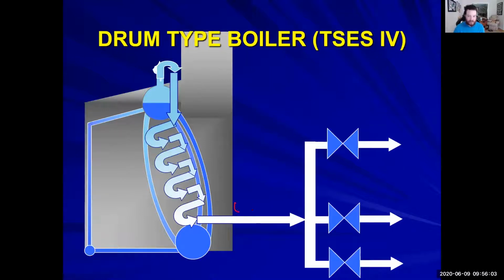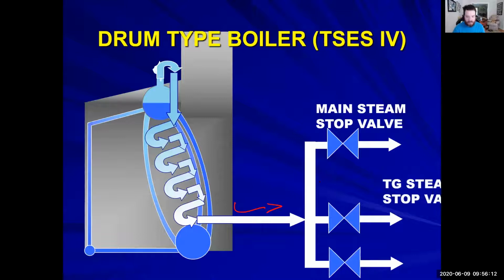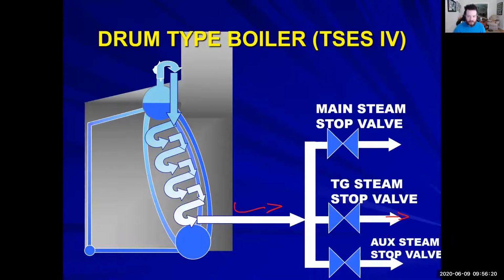So out of the superheater and into your piping. And from there, you have your main steam stop valve. You have your TG stop valve, as we talked about, that goes directly to your turbo generators. That's how you're producing your electricity. And you have your auxiliary steam stop valve. And like I said, that goes to the Nyrex, heating up fuel, and all that good stuff.